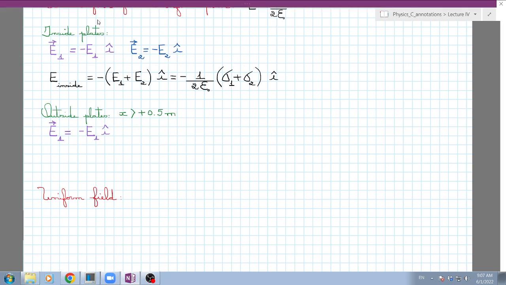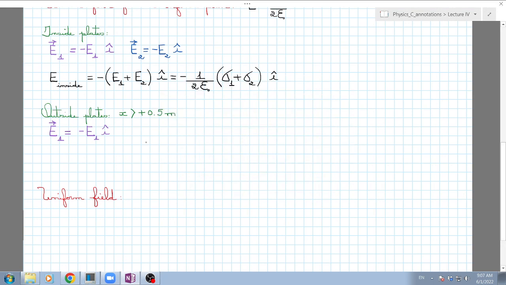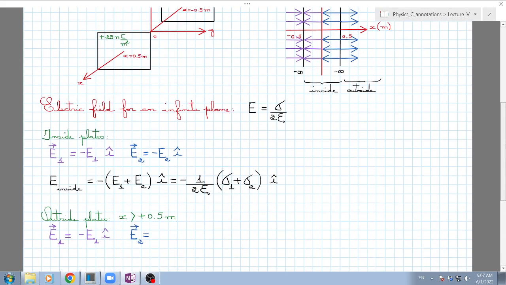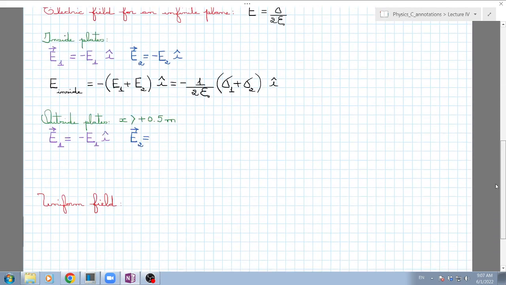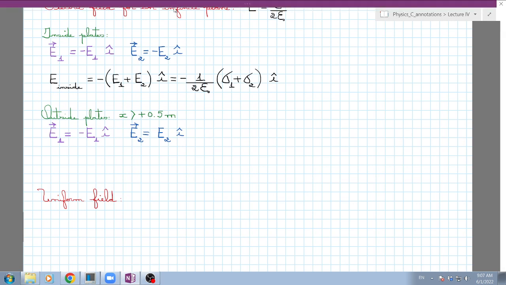Let's see in the other direction. And the other vector is going to be, drawing here, going to be in the positive direction, so this is going to be E2, J. No, sorry, I hat positive. Professor, I have a question here. Yes.